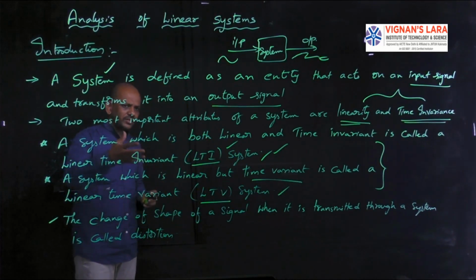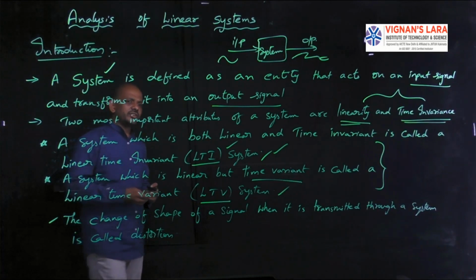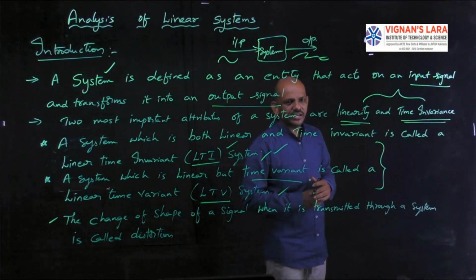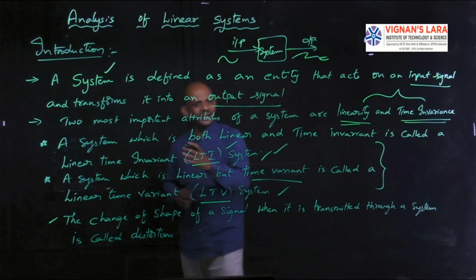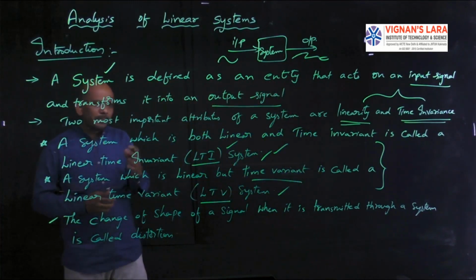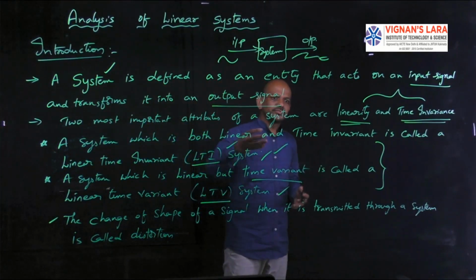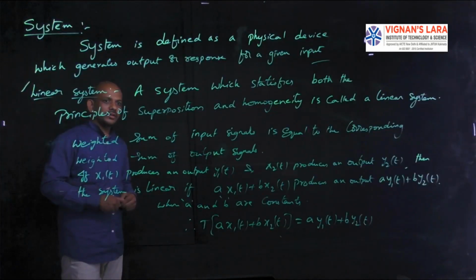So in this unit we will discuss filter characteristics, distortionless transmission, system bandwidth, and signal bandwidth. All these concepts will come in this unit.